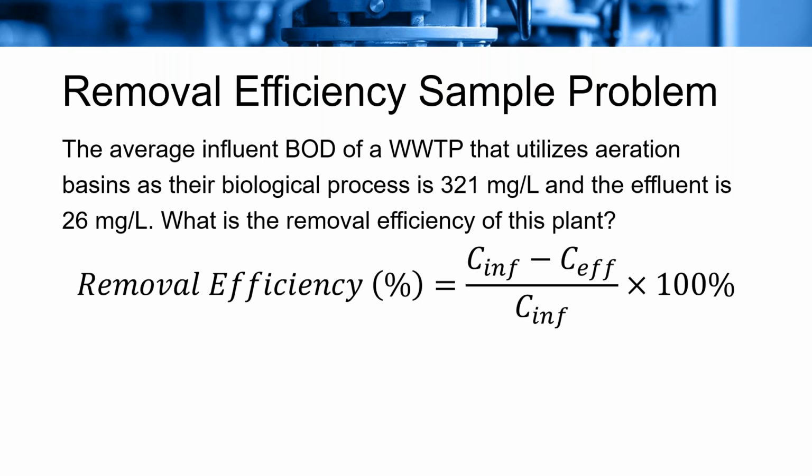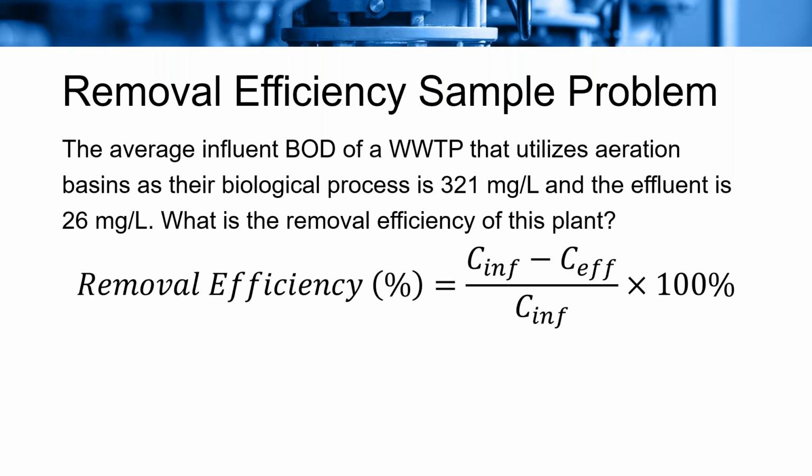So the equation for removal efficiency, and that's given as a percentage, is going to be the concentration of your influent of the given constituent minus the concentration of the effluent, and you divide that by the influent concentration and you multiply it by 100%. So I'll walk you through this problem because it's simple, and then we'll have you try one out as well.